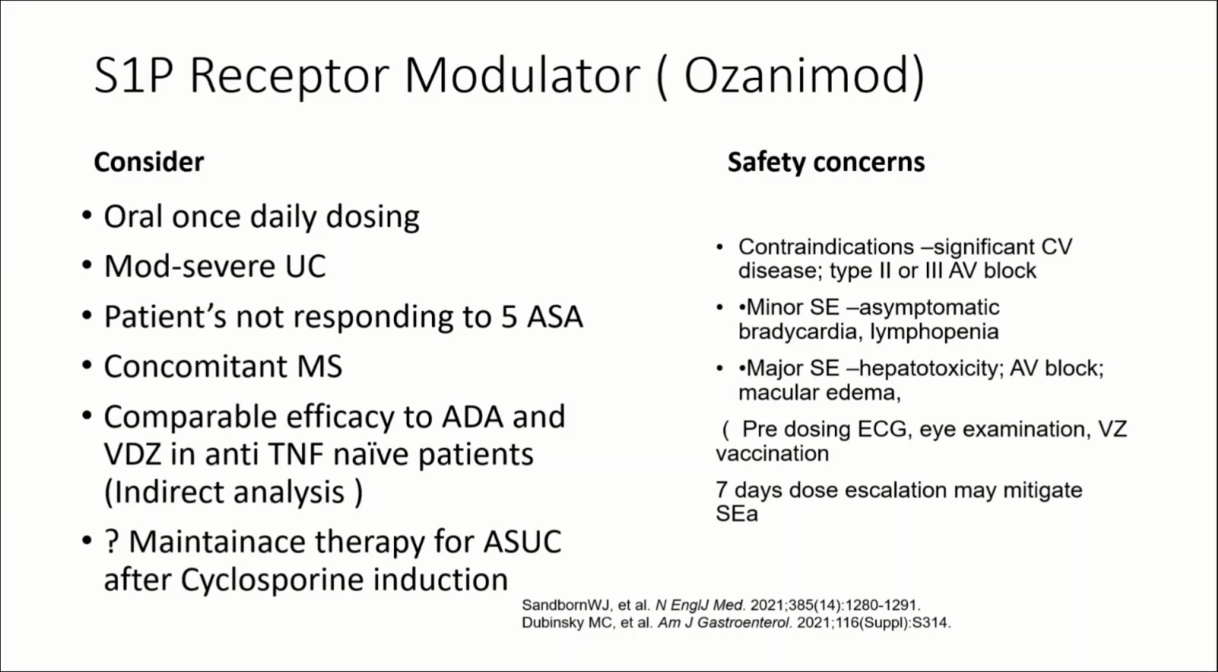There are multiple safety concerns which I have summarized there. The summary is, if you have a cardiac problem or any problems with the eye, you don't go on this drug unless you are cleared by the cardiologist or the ophthalmologist. And they use a 7-day escalation dose. So they give you 0.23, then 0.46, then 0.92 in the beginning, and there is some evidence that it mitigates the side effects.